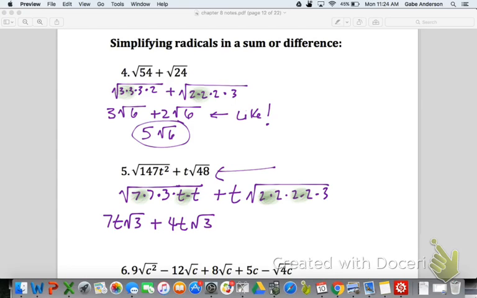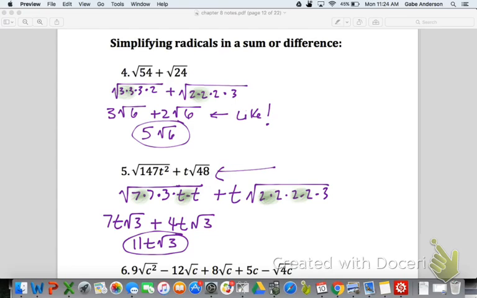So again, if you look at that first setup right there, it looks like these are totally unlike terms, right? They really don't look anything alike. But once you simplify them down to their lowest terms, you can see in this case, yes, they are like radicals, therefore they are like terms. If you were to finish this one out, what would you get? 11t times the square root of 3 would be exactly right.